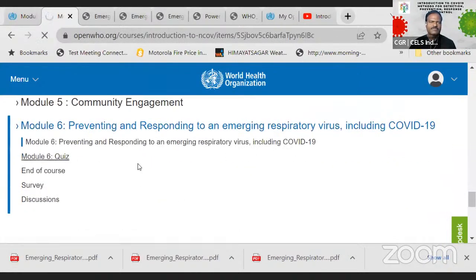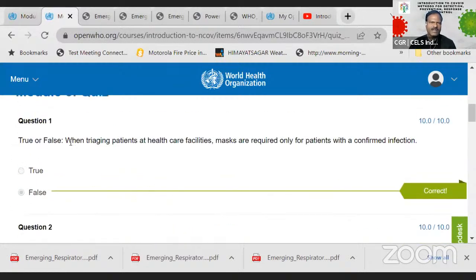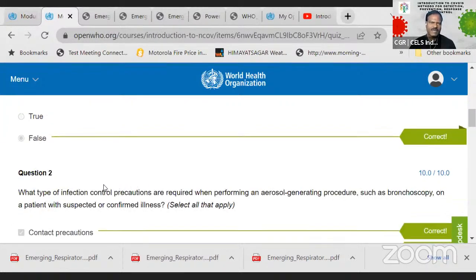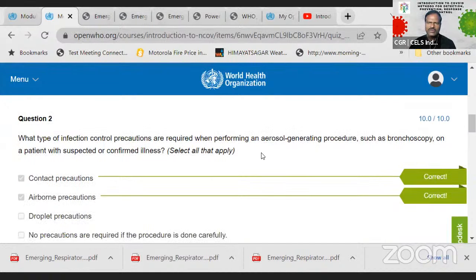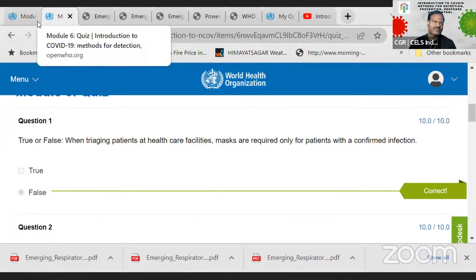Here we have the final quiz. So here you see in this quiz, when triaging patients at healthcare facilities, masks are required only for patients with a confirmed infection. That is false. Everybody requires a mask in that environment. What type of infection control precautions are required when performing an aerosol generating procedure such as bronchoscopy, or for a patient with suspected or confirmed illness? So contact precautions and airborne precautions are required. So there are 2 questions here. So that's all.